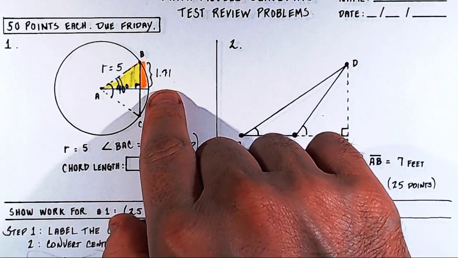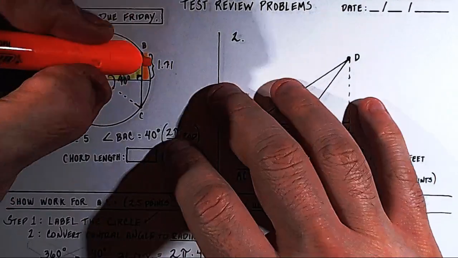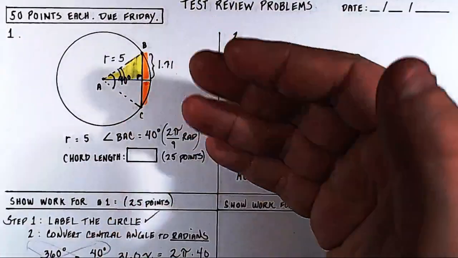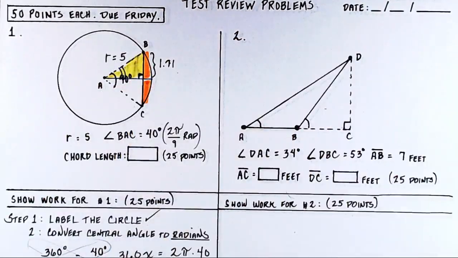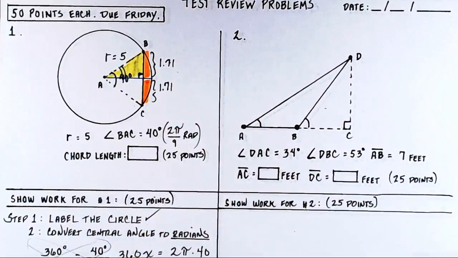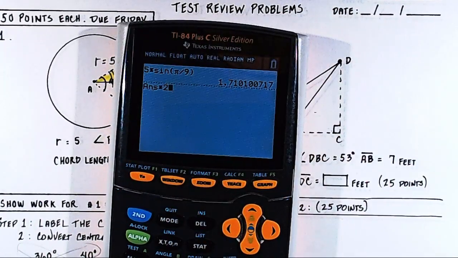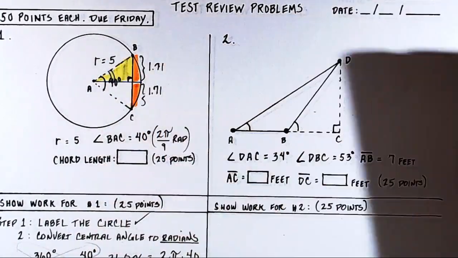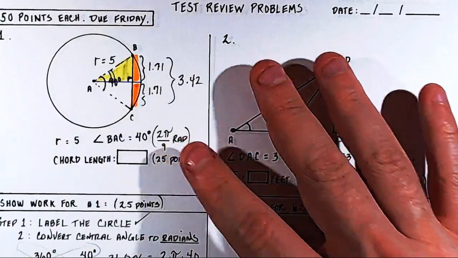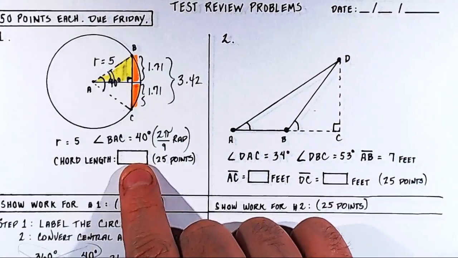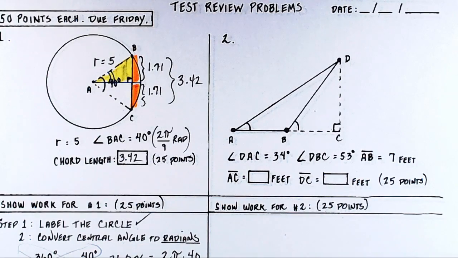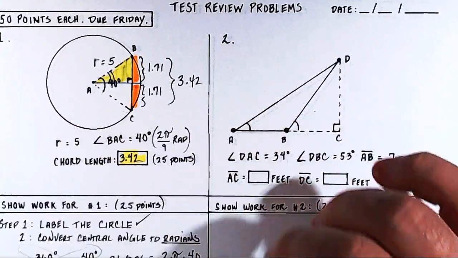So if half the chord length is 1.71, what is the full chord length? Because these are symmetrical, I bisected the angle, creating two congruent triangles. So now this is also 1.71. Basically, I just need to multiply this times 2, and I'll get the full chord, 3.42. So the full chord length is 3.42. All right, that is my answer. I'm very happy about that answer. Cool, and there it is.